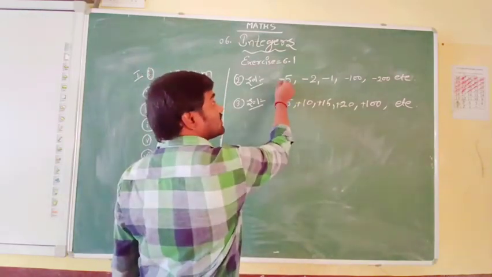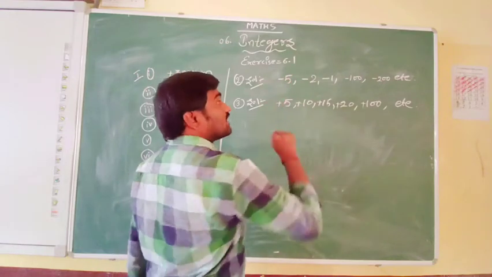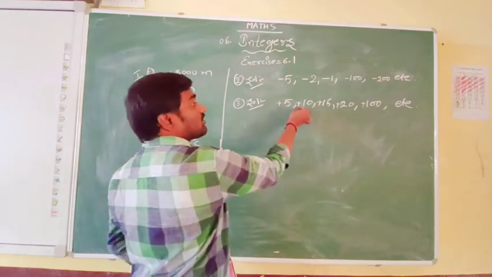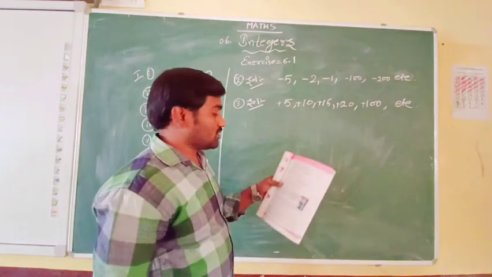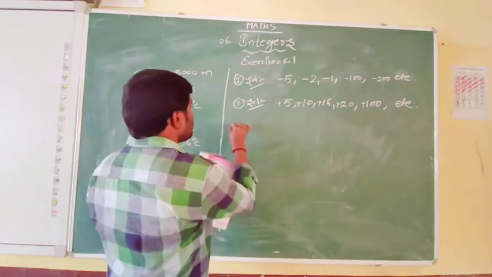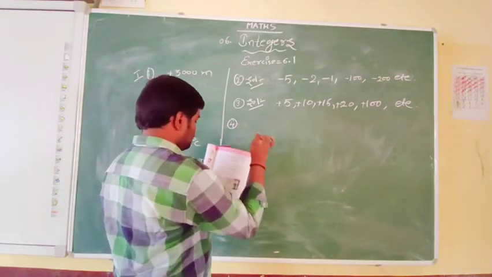Before the number, if there is a minus sign like this, that is a negative number. So you know these are the positive numbers, these are the negative numbers. And there is a fourth question here.